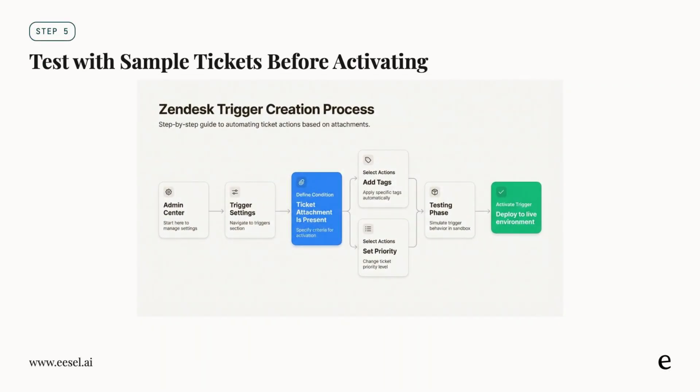Before going live, test with sample tickets that have and do not have attachments. Verify tags are applied, notifications send, and routing works as expected. Once everything checks out, click Create to activate. Watch your ticket queue for a few days to catch any edge cases you might have missed.